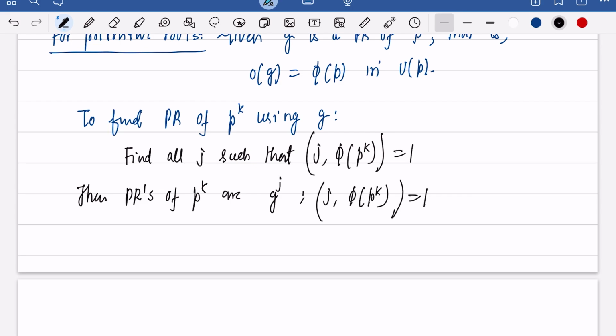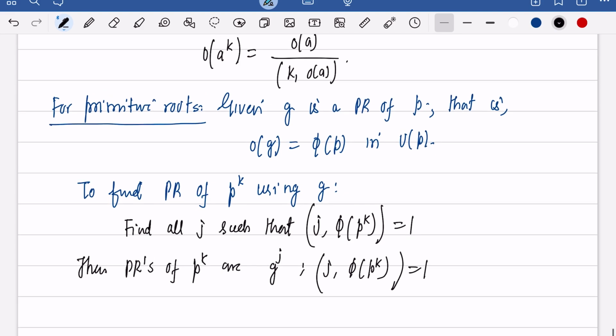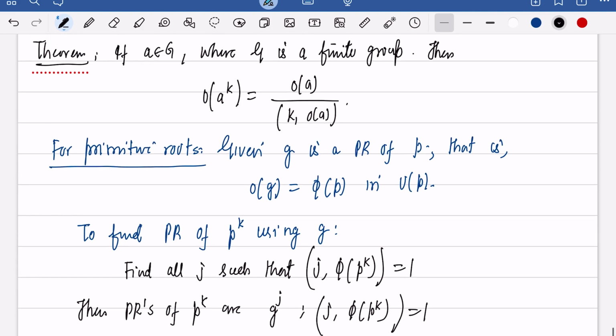Then the primitive roots of p^k are g^j such that j and phi of p^k are relatively prime. Now how are we using the result on the order of an element a^k in a group? Here instead of a we have g. Now the order of g^j will be equal to the order of g divided by GCD of j and the order of U(p^k), that is phi of p^k.